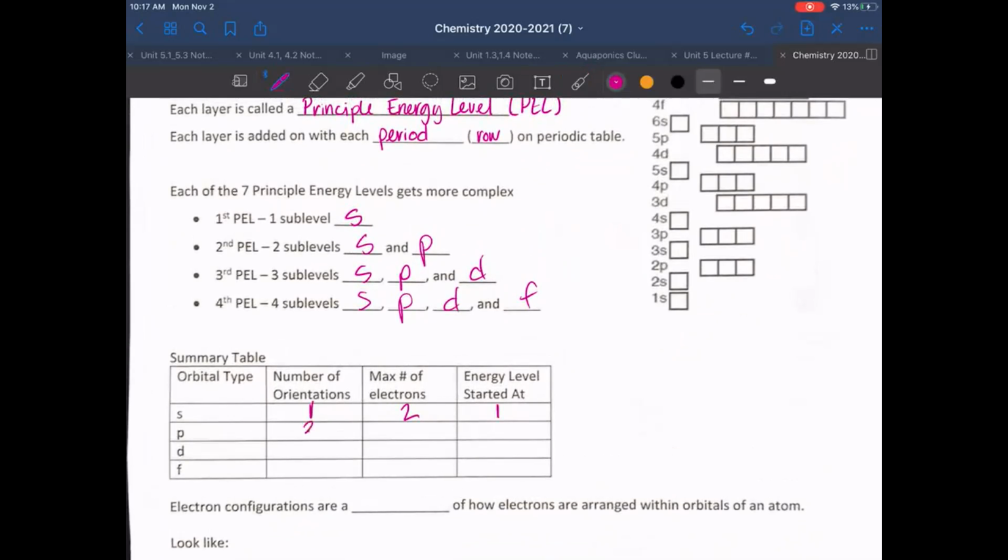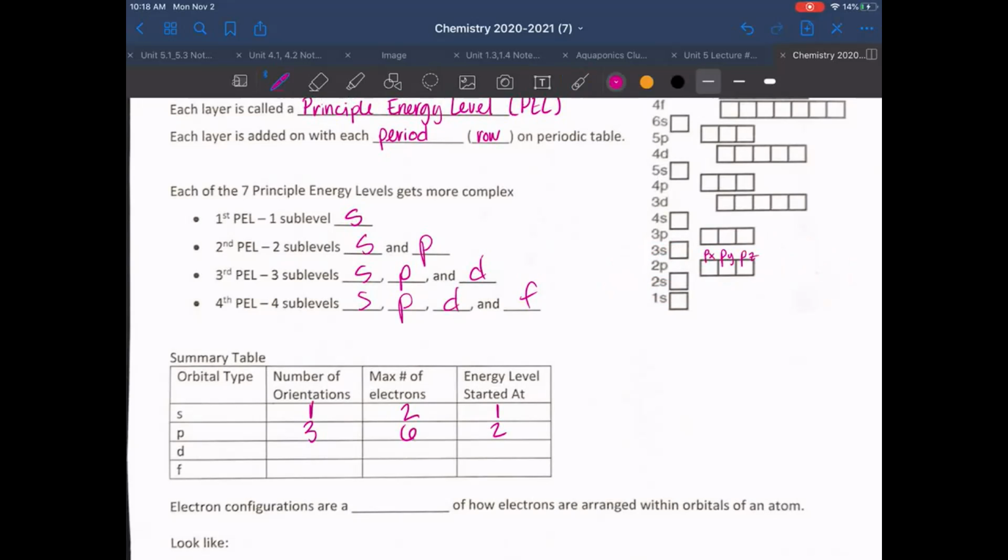Then for p, we have 3 different orientations. So if we look at the boxes over here, what these actually represent are the p orbital along the x-axis, the p along the y, and the p along the z. Or if you look at my desk, it's the p along the x, the y, the z, okay? So these are the 3 separate boxes or orbitals. Then the max number of electrons for the whole p sublevel is going to be 6, because each one of these 3 orientations hold 2 electrons. This starts at energy level 2.